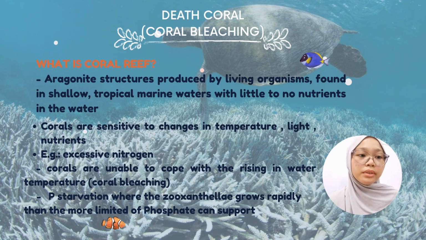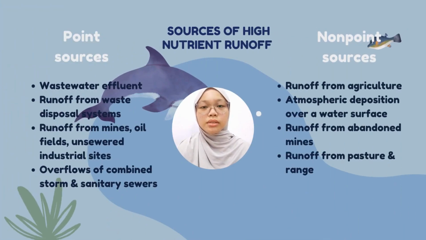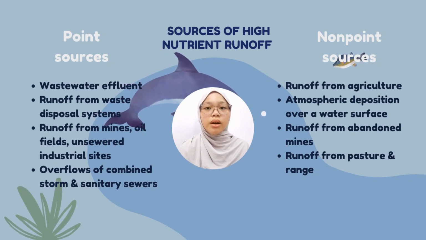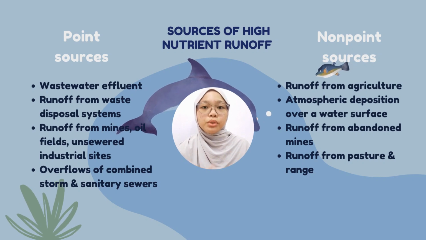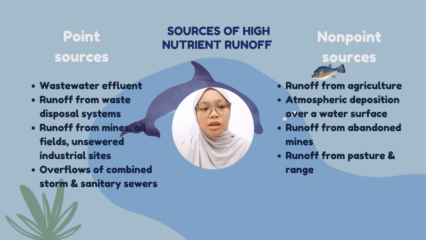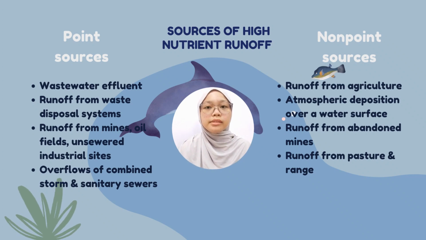Next one is phosphorus starvation. With the use of nitrogen, corals rapidly gain the more limited phosphate. Sources of nutrient runoff. There are two types, which are point sources and non-point sources. I will explain the point sources first. In point sources, the nutrient waste travels directly from the source to the water. Firstly, wastewater effluent, for example industrial waste. This one is runoff from waste disposal systems, runoff from mines on unsupported industrial sites, and overflows of combined storm and sanitary waste.